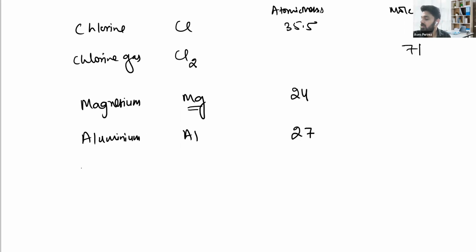Calcium is Ca, and it has 40 atomic mass. These are the important ones that we need to memorize. For the other elements, the mass should be given to you. Please leave some space here. So let's move further, dear students.